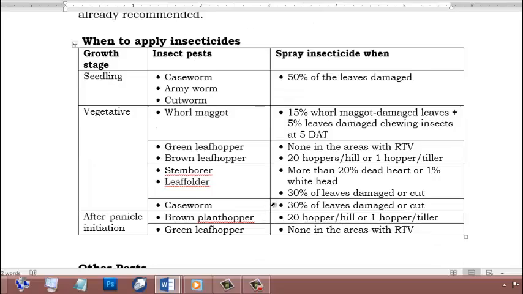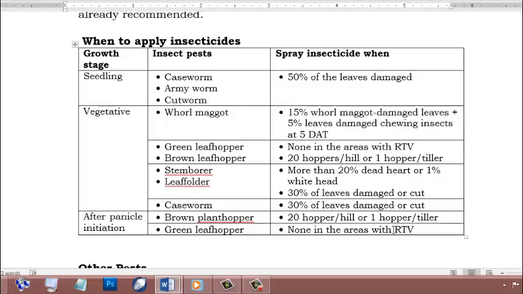After panicle initiation, or after the panicle comes out already, the insects that are in our plant are the brown plant hoppers and green leaf hoppers. Now, spray insecticide when there is a 20% hopper hill or one hopper per tiller. Now, none on green leaf hoppers, none in the areas with RTB.